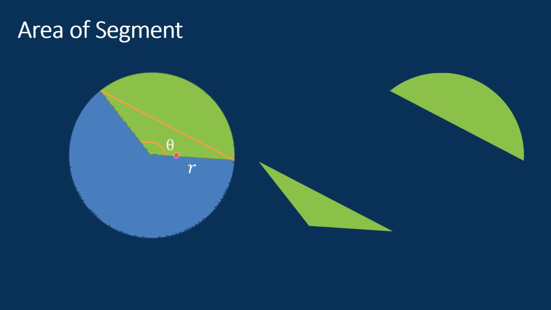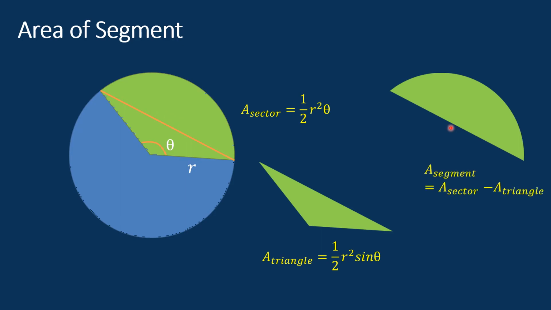We just learned that the area of a sector is equal to 1/2 r squared theta. You should also learn that the area of the triangle is equal to 1/2 r squared sine theta. Therefore, the area of the segment is equal to the area of the sector minus the area of the triangle, which is equal to half r squared theta minus half r squared sine theta. This is the formula that we are going to use to find the area of a segment.